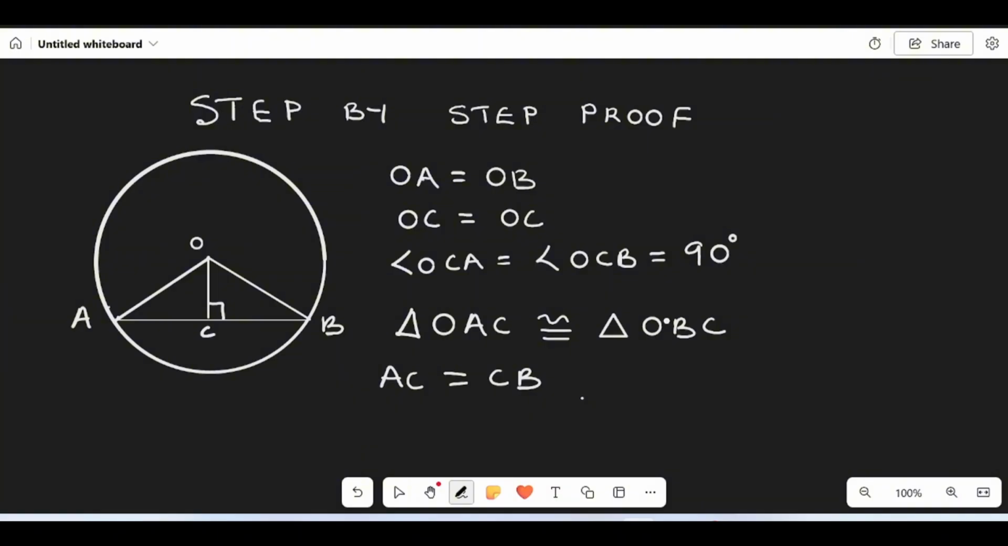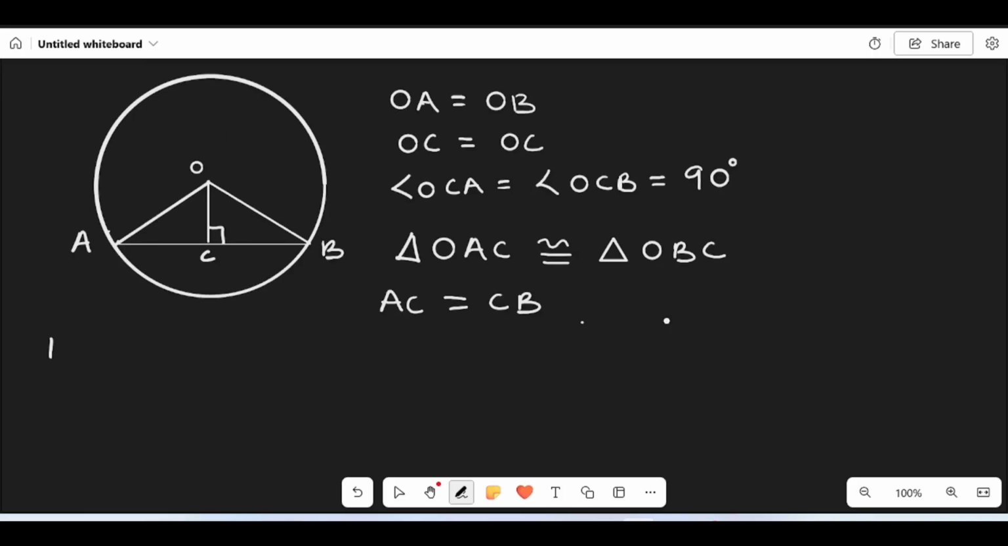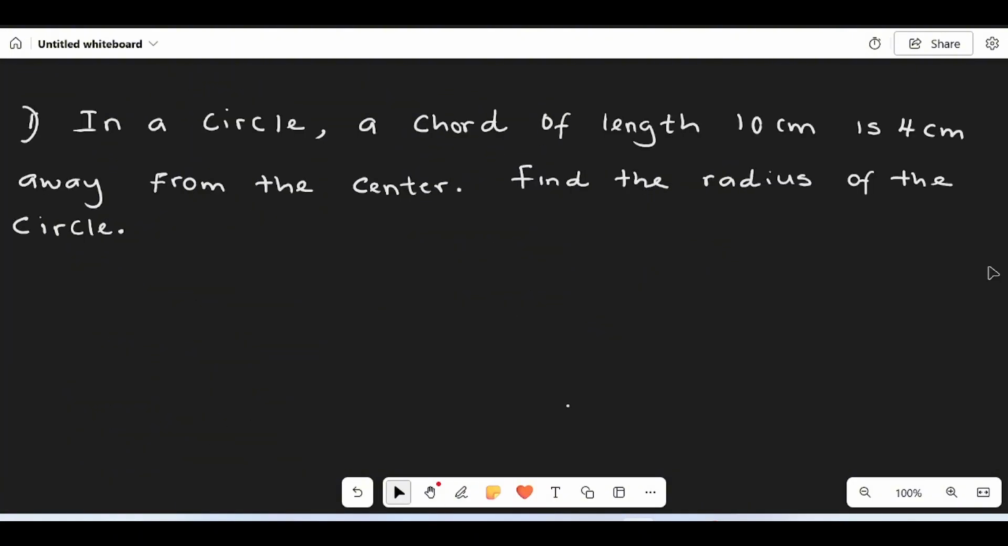The converse of this theorem is also true. If a line from the center bisects a chord, then it must be perpendicular to the chord. What we are saying is that if AC equals CB, therefore OC is perpendicular to AB.